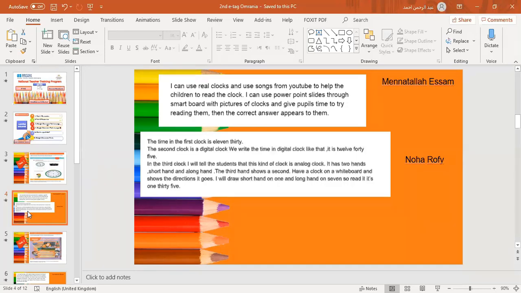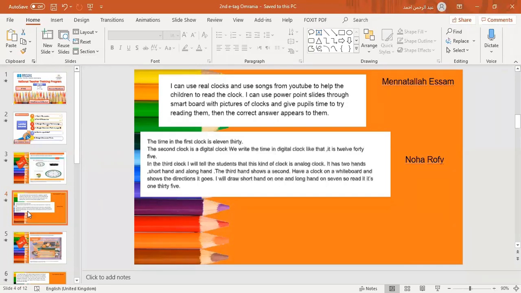This is very great because when the student says the time correctly and he sees that he is right, it gives him great pleasure to participate in the next and next steps. Right, thank you, Miss Minna.